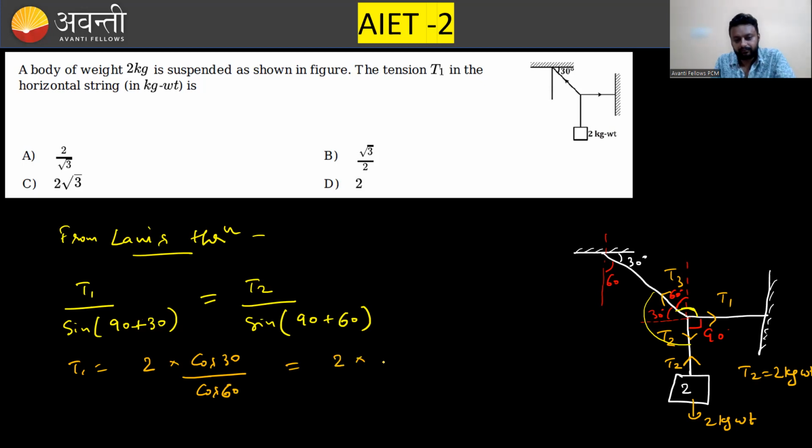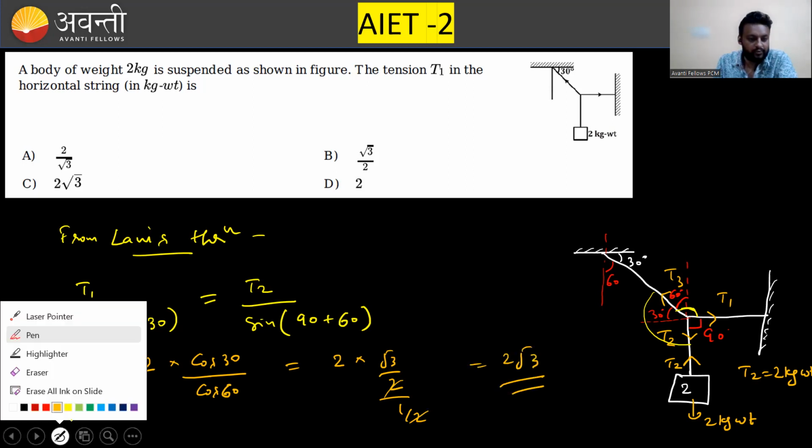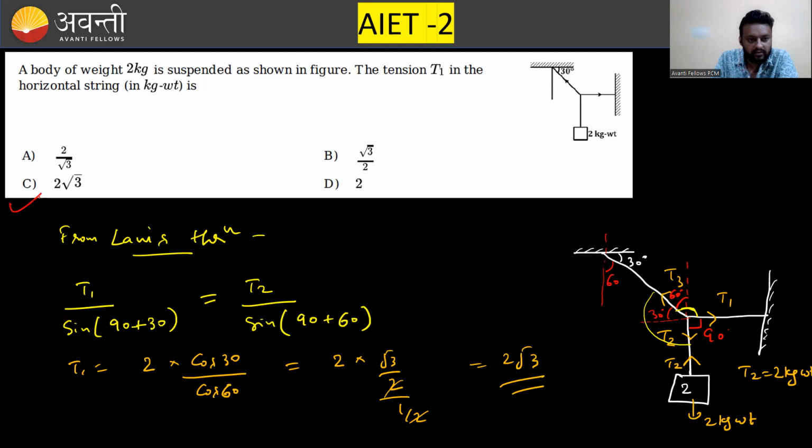Now put the values, that is 2. Cos 30 is what? Root 3 by 2. Divided by cos 60, what is it? 1 by 2. You can cancel out the things, that is 2 root 3. Which is your correct option number C. Clear? I think it is clear. Moving further for the next question.